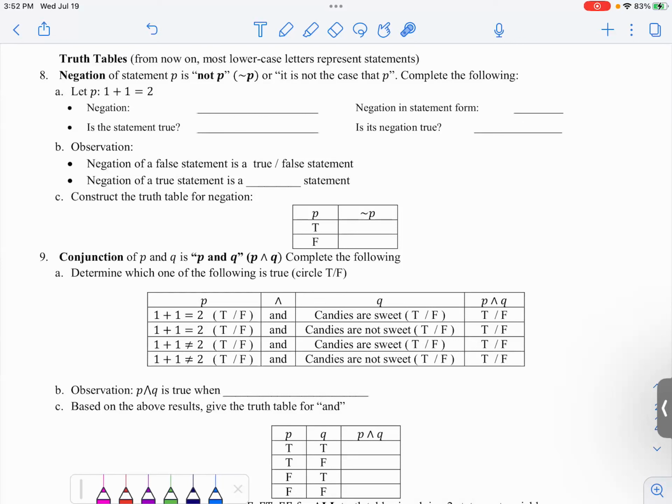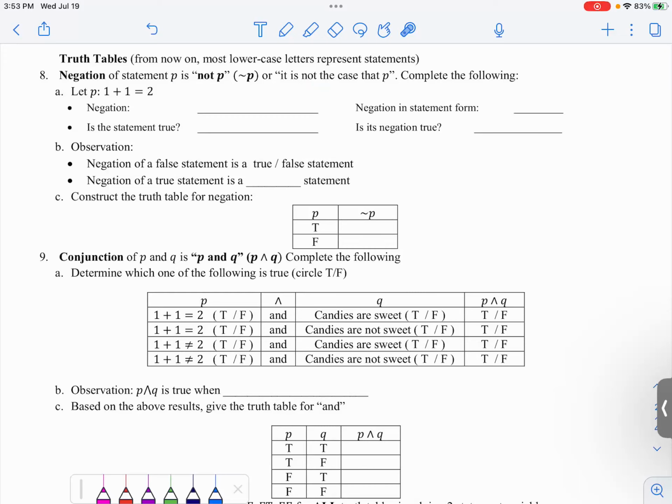Now, first of all, the negation of a statement is not P, so we write that. So the negation of P is not P. Or we call it, it is not the case that P. So that's either not P or it is not the case that P.